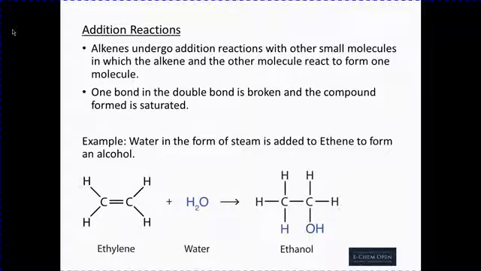Addition reactions. Alkenes undergo addition reactions with other small molecules in which the alkene and the other molecule react to form one molecule. One bond in the double bond is broken and the compound formed is saturated. For example, water in the form of steam is added to ethene to form an alcohol.